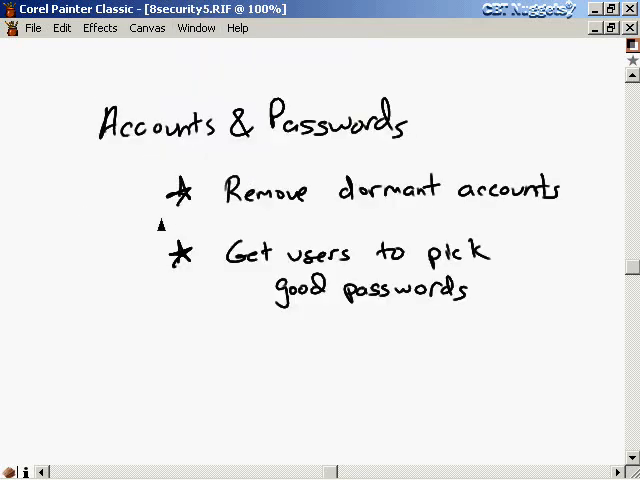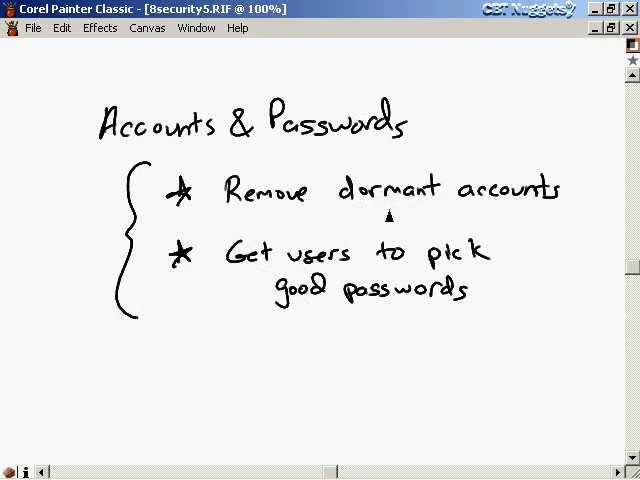Now in terms of accounts and passwords, the two things that you can do as a system administrator are remove dormant accounts and get users to pick good passwords. Dormant accounts are accounts that are no longer used, or perhaps they're accounts that have never been used. At a university I used to teach at, the students would sign up for a class and get an account, but then they'd drop the class before the first day, and their account would just sit there the whole semester.